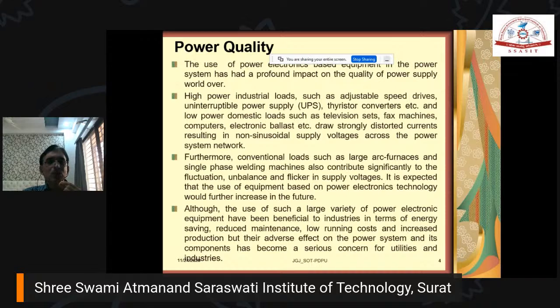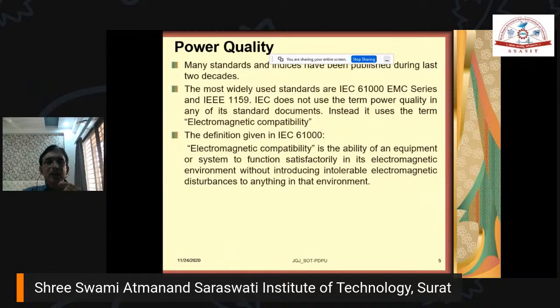So in short, the use of power electronic based equipment in the power system has had a profound impact on the quality of the power supply. Now, many standards and indices have been published during the last 2 decades, and the most widely used standards are, we are on slide number 5.